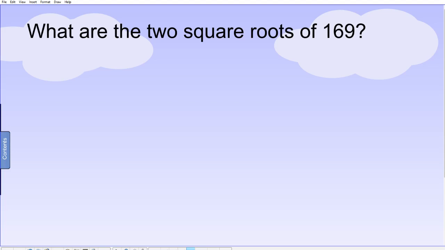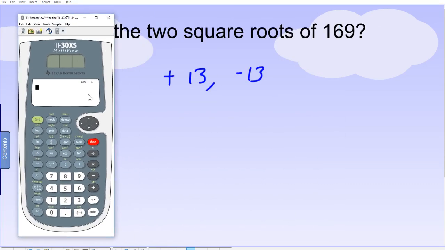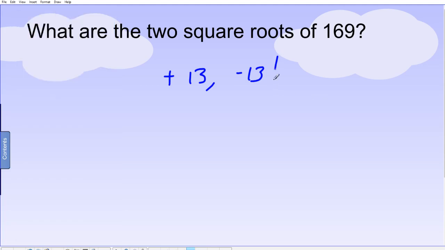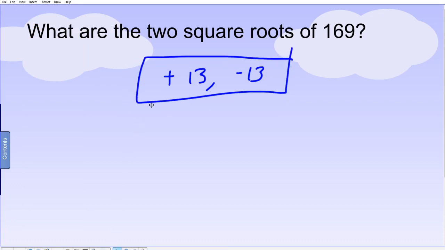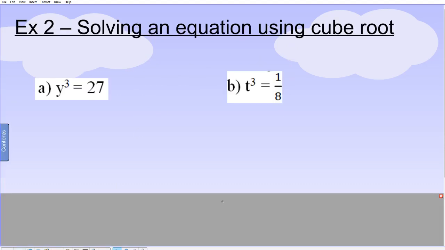Alright, so you might have found that the two square roots of 169 are both a positive 13 and a negative 13. If you calculated the square root of 169, the calculator says 13. It is both positive 13 and negative 13, because negative 13 times negative 13 is a positive 169. One of the key things I'm trying to help you remember is that a square root gives you two answers, a positive and a negative. I'm reinforcing that quite a bit.